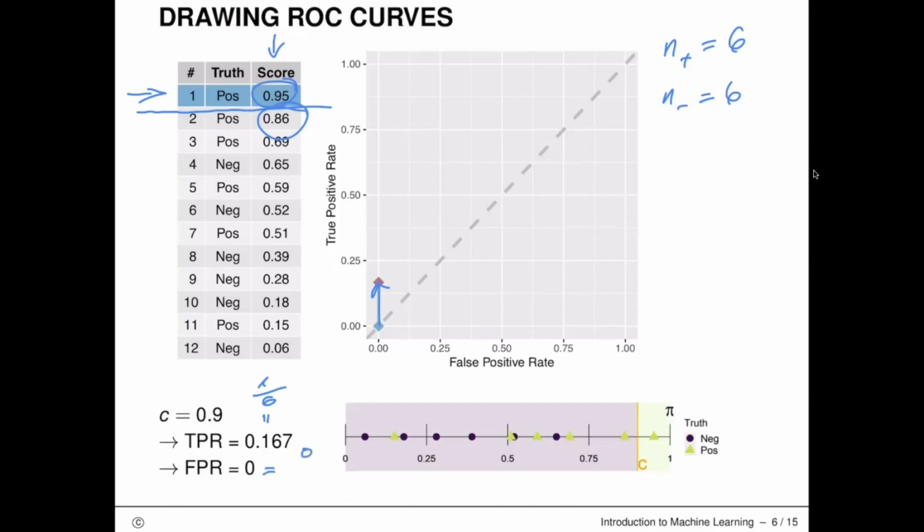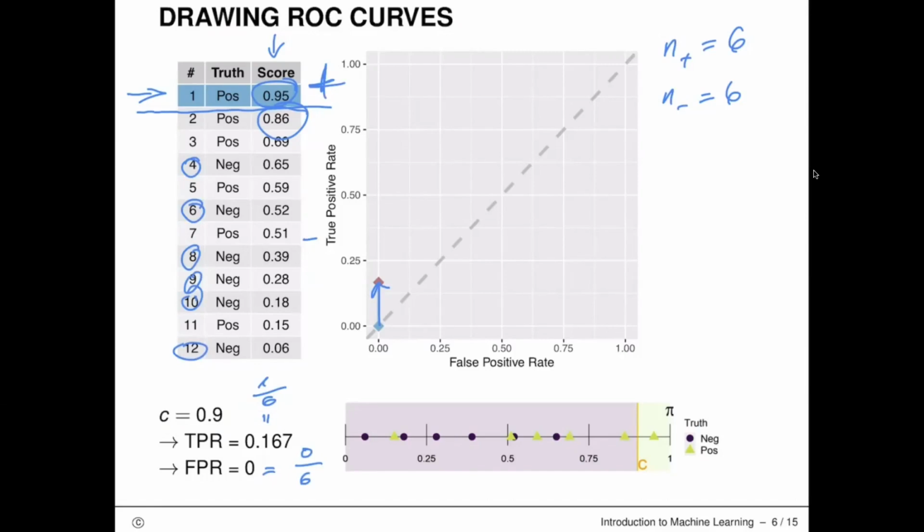And the FPR is 0 divided by 6 because we have 6 negatives as well. And 0 of them are predicted as positive. So all of the negatives are predicted as negative class. So 4, 6, 8, 9, 10, and 12, all of them are predicted as negative class. That's good. So we have an FPR of 0 and a TPR of 1 divided by 6.